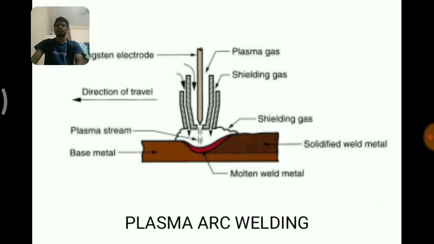One is transfer type and the other one is non-transfer type. Transfer type is tungsten electrode is connected to the negative and workpiece connected to the positive. Electric arc is generated between electrode and the workpiece. Coming to the non-transfer type, power supply is connected with electrode and nozzle, which carries the same current. The ionizing gas is at high velocity streaming towards the workpiece.